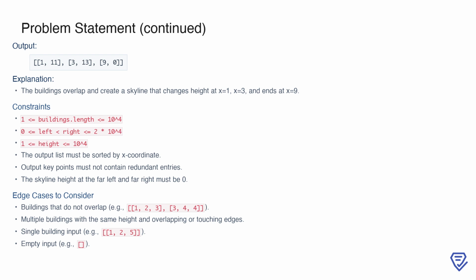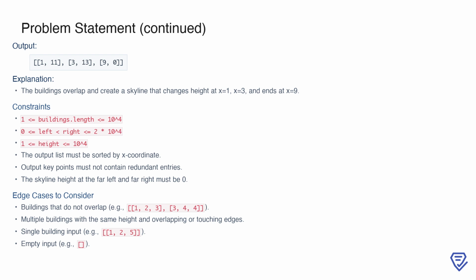Now, let's look at a more complex example, [1, 5, 11], [2, 6, 7], [3, 9, 13]. These buildings overlap significantly, creating a skyline that changes height at multiple points. The first building starts at x equals 1 with a height of 11. At x equals 3, the third building, which is taller, increases the height to 13. Finally, at x equals 9, the skyline returns to a height of 0, as all buildings end. This results in the key points [1, 11], [3, 13], [9, 0].